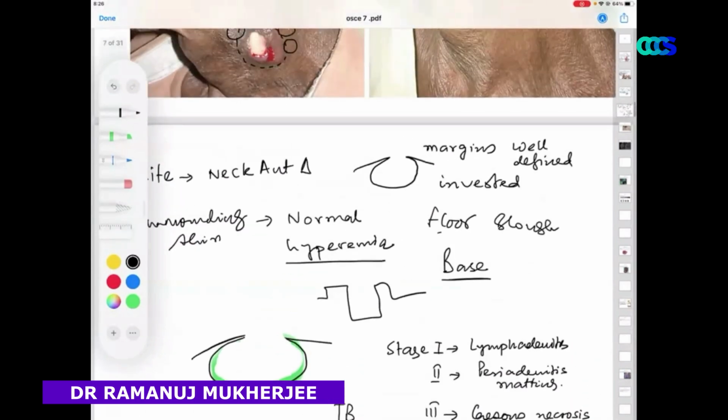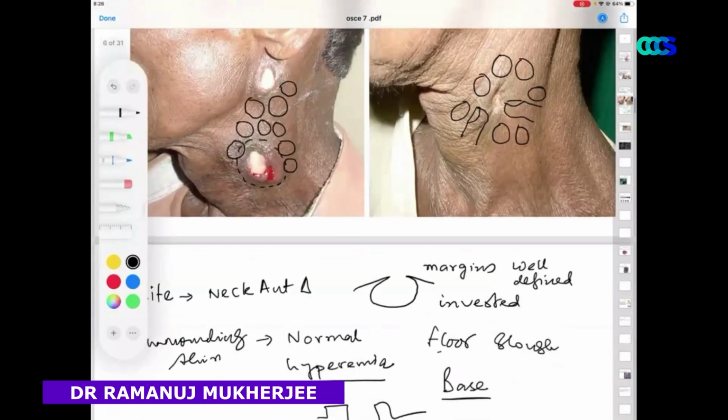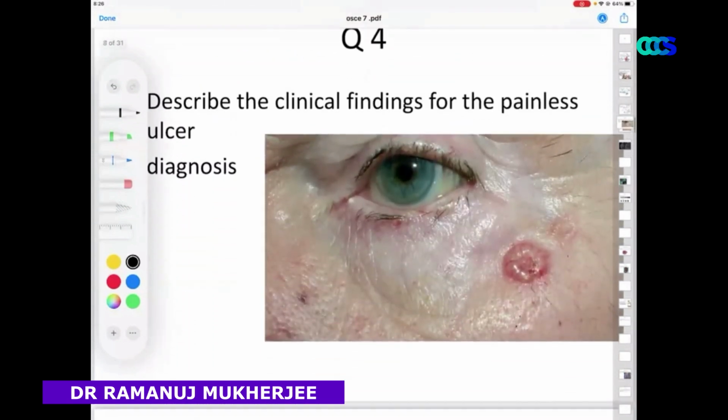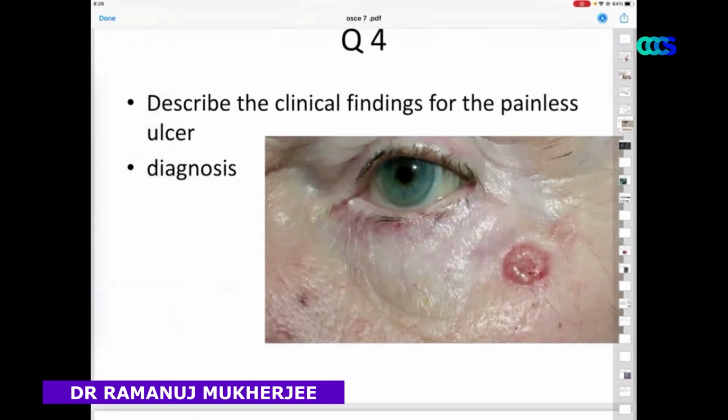Okay, so please remember that. So this completes the picture, right? Now, the next one is again for an ulcer. Now, describe the clinical findings. That means, can you describe what is the site of the ulcer? What is the site of the ulcer?